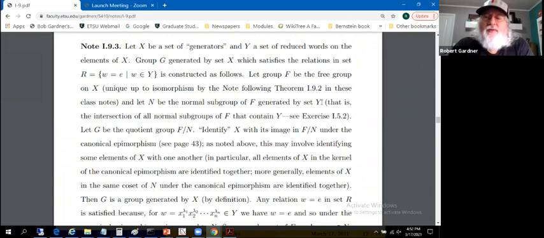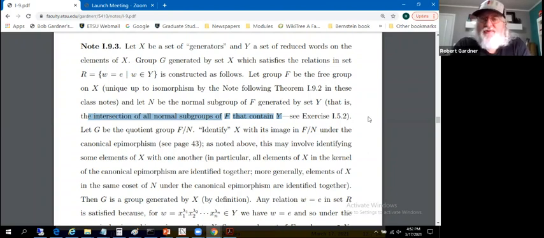So we want those words in set F and those words in set Y to generate a normal subgroup of F. We dealt with this in one of the exercises in section 5. What it means to have the normal subgroup generated by a set of elements is to take the intersection of all normal subgroups of F that contain set Y. So that's what it means to generate a normal subgroup.